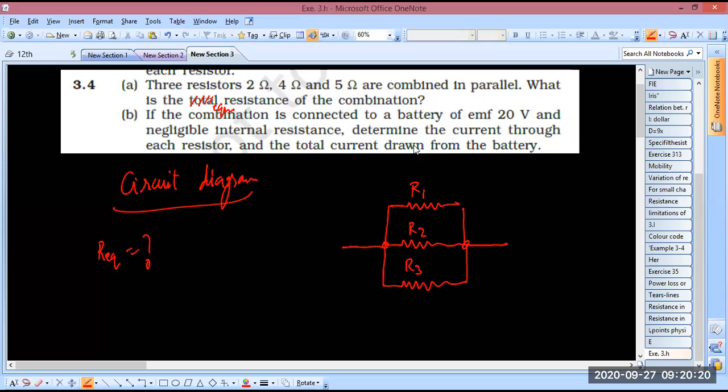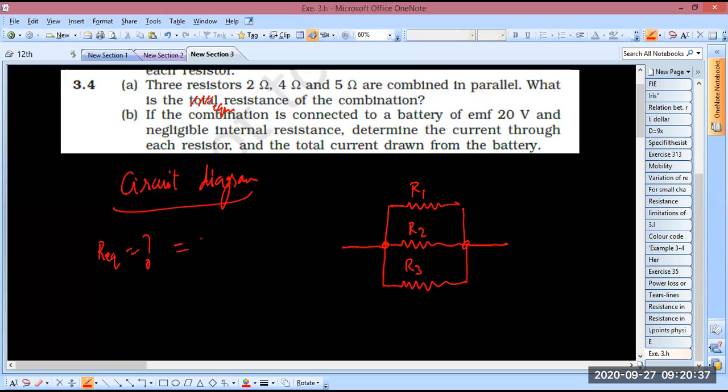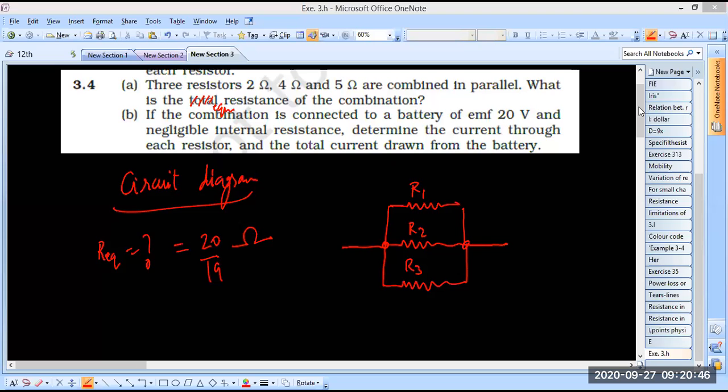So we are getting two varieties of answers, 20 by 19 and 19 by 20. Which is right? It's going to be 20 by 19 ohm. Okay, 20 by 19 ohm. Right? So that's it. Fine.